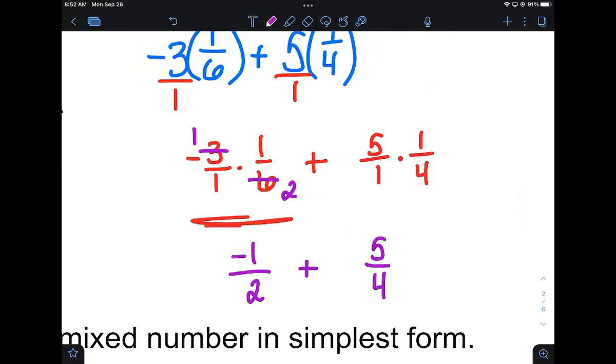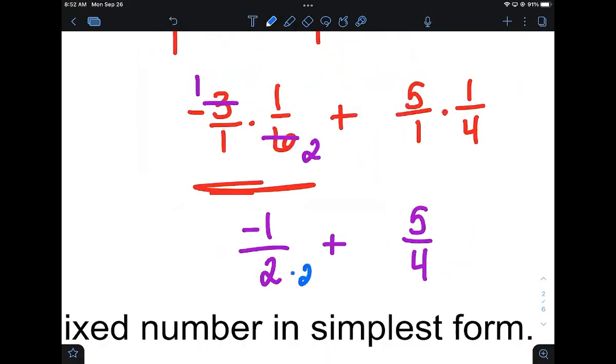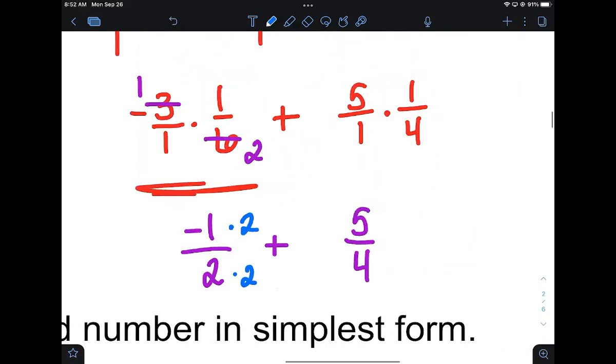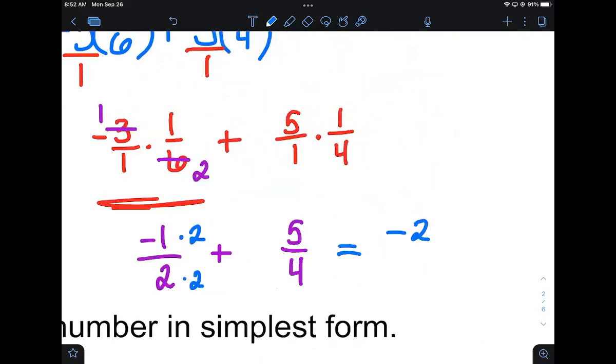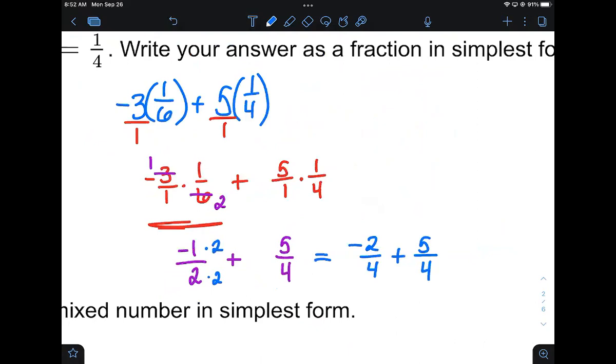And for addition, I need a common denominator. Do I have to change both fractions? No? So I can times 2 by something to get 4? Okay. What can I times 2 by? 2. Yeah. So times by 2, times by 2. Turns this problem into negative 2/4 plus 5/4. Now I've got a common denominator.